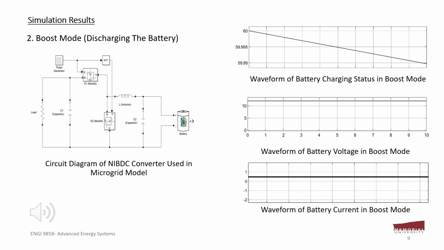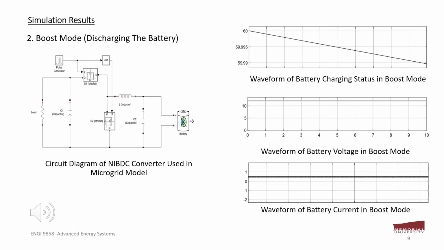In the second stage, boost mode or discharging of the battery, the source is assumed absent. The 12-volt battery voltage is boosted to 48 volts and fed to the load. Switch S2 is now turned on and S1 is kept off.